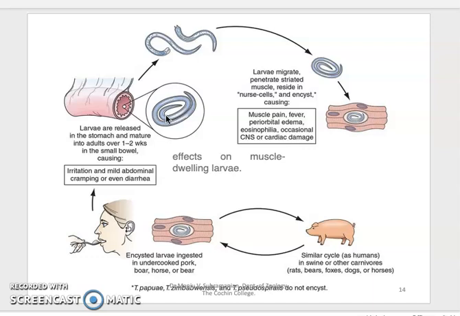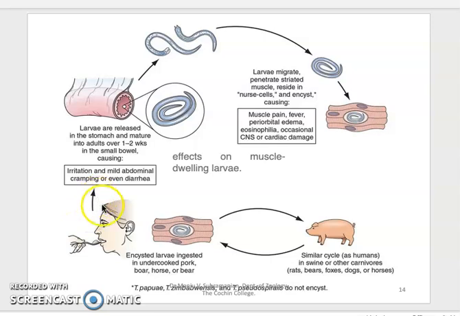The symptoms of trichinosis are intestinal disturbances, muscular pain, fever, mental disturbances, and edema. So these are the few conditions that occur: muscle pain, fever, stomach ache, mental disturbances, edema, etc. These are the symptoms of heavy infestation of this Trichinella species.